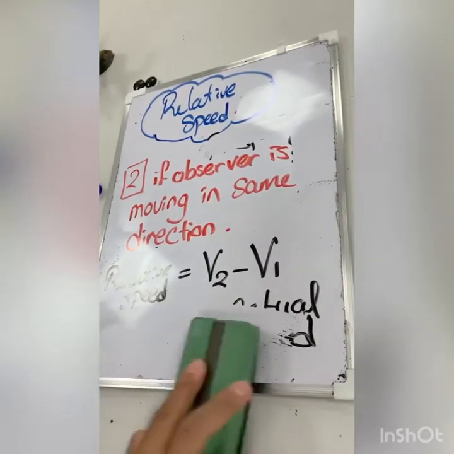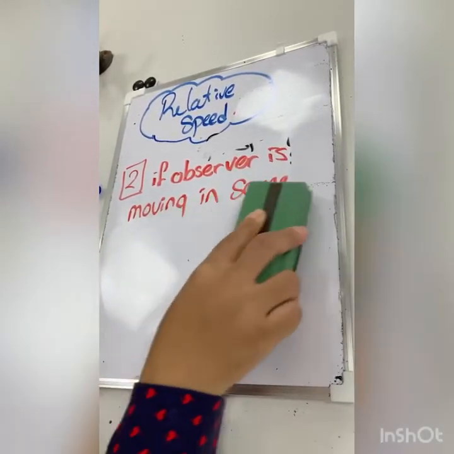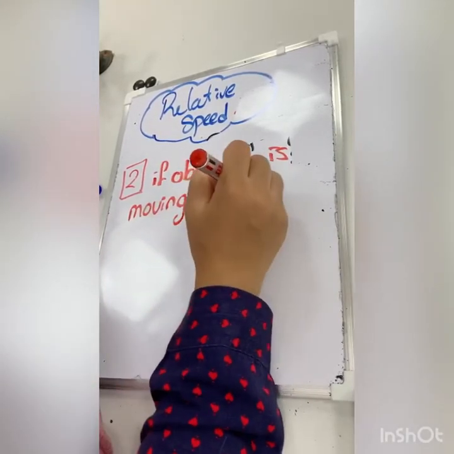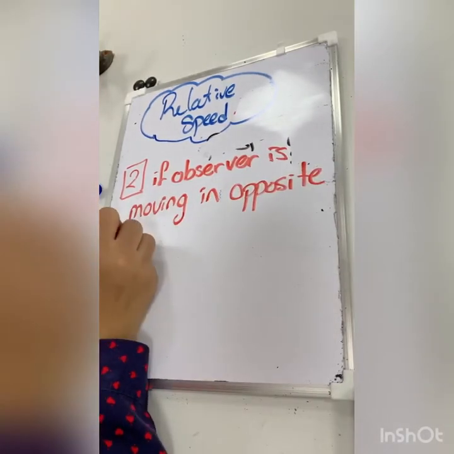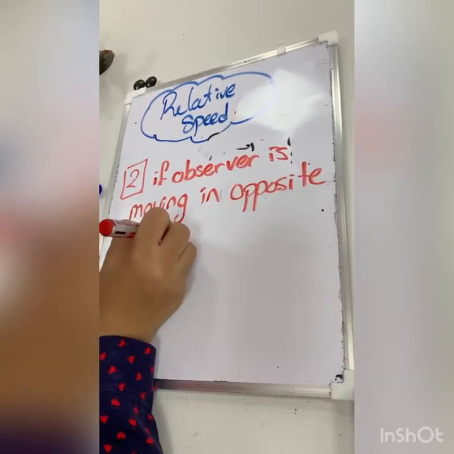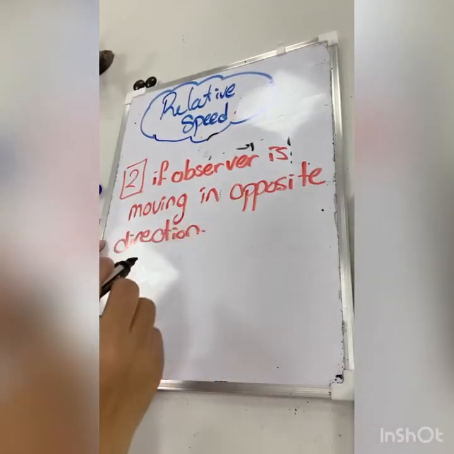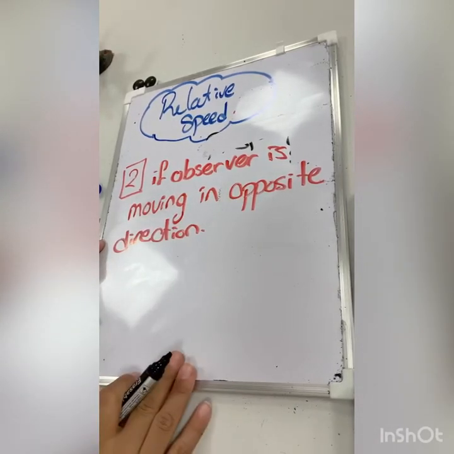Let's now go to case number 3. If the observer is moving also but in the opposite direction, in this case, the relative speed will be higher than the actual speed.